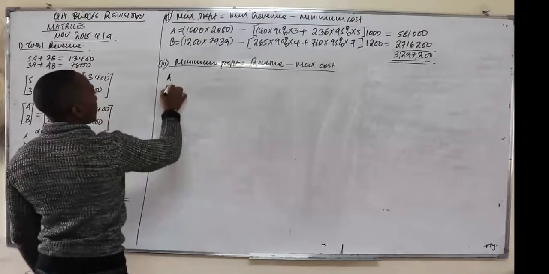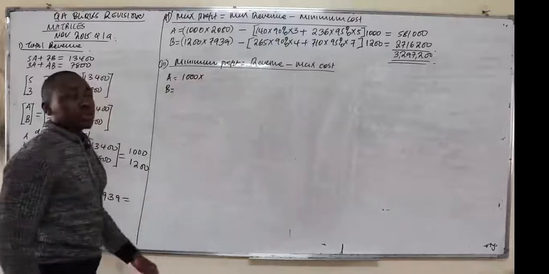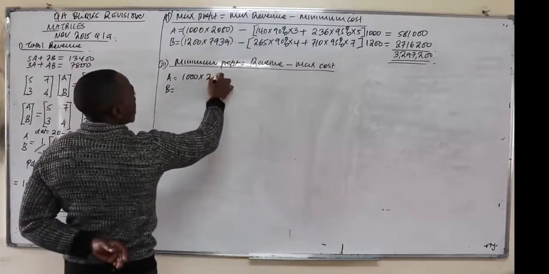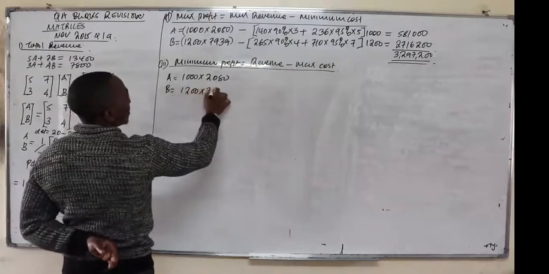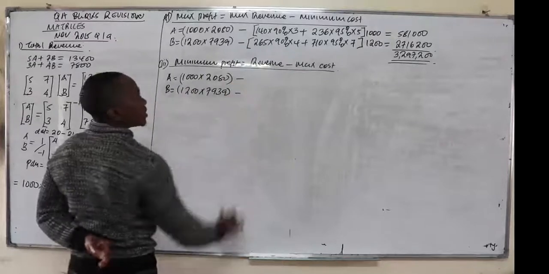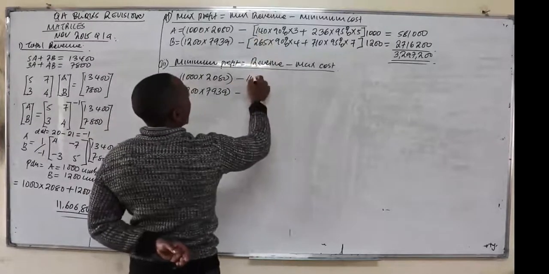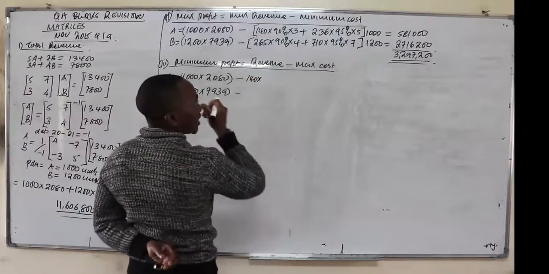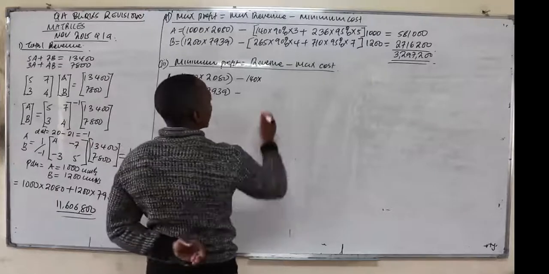A, B, the revenue does not change. A, we are selling 1,000 units, each at 2080. B, we are selling 1,200 units, each at 79.39. Then you deduct the cost. So for A, it's 140, but to get the maximum cost, you expect it to increase by 10%. So instead of multiplying by 90%, you multiply by 110%.